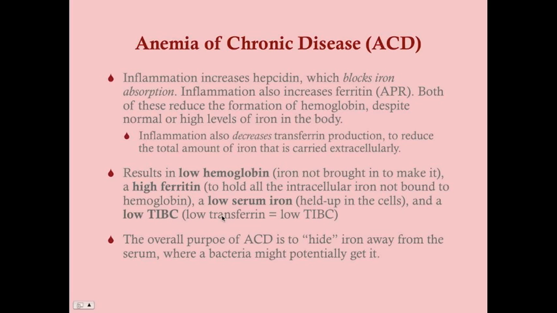So the overall purpose of anemia of chronic disease, and it does serve a purpose, really, it is a normal body reaction, is to hide iron away from the serum where bacteria could potentially get it. So you're hiding the iron from the hemoglobin, and you're hiding the iron from the serum. And that's done by increased ferritin to hog the iron away, and a blocked absorption to prevent iron from getting in the first place.